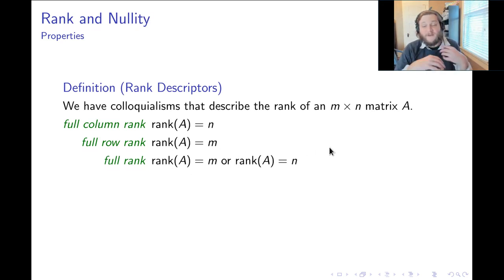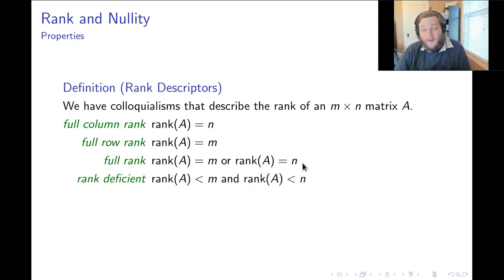When we just say that a matrix has full rank, we mean that it either has full row rank, so the rank equals the number of rows, or it has full column rank, meaning that the rank equals the number of columns. We say that a matrix is rank deficient if it is not full rank, meaning that the rank is less than the number of rows, and the rank is less than the number of columns.